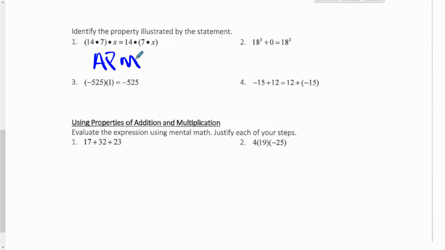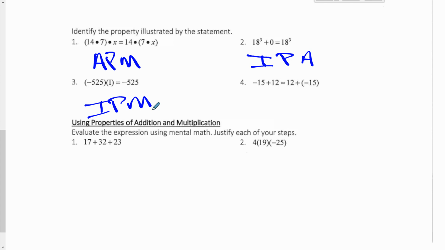On the next one, we have 18 to the third power plus 0 equals 18 to the third. So we know that that property is saying that anytime we add 0 to something, we just get that number. So that's going to be the identity property of addition. Number 3 says -525 times 1 is equal to -525. So we're multiplying a number times 1 and winding up with the same number. That's the identity property of multiplication.